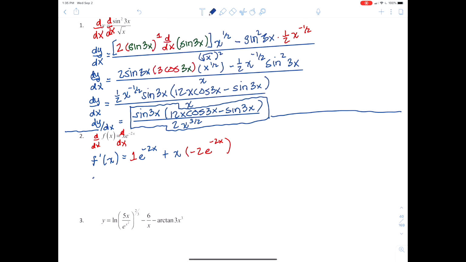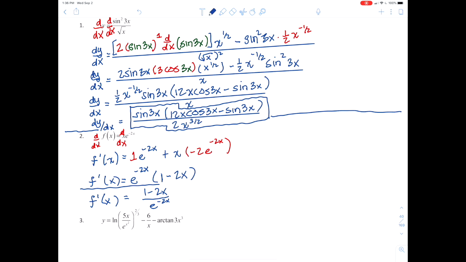And now cleaning this up, we'll get f prime of x is equal to, let's see, e to the negative 2x times 1 minus 2x. And you could also write it as 1 minus 2x all over e to the 2x. Both results would be fine.